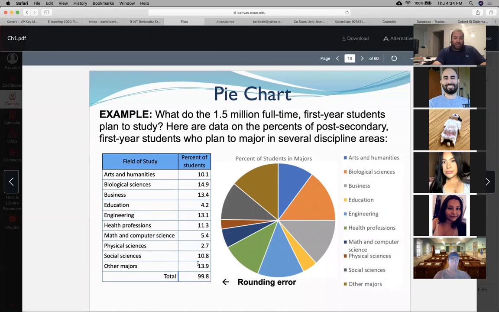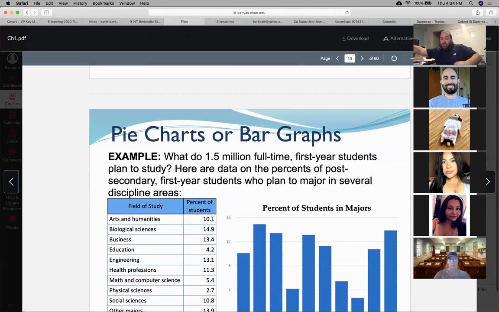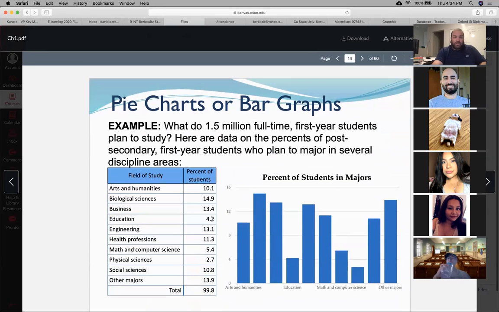If you add up the percents, they might not add to 100 because you could always have some rounding error. These numbers are all rounded. And when you add up a bunch of rounded errors, you're not necessarily going to get 100%, even though in reality, if you kept all those decimals, you would. Then we did pie charts, but now we have bar graphs.